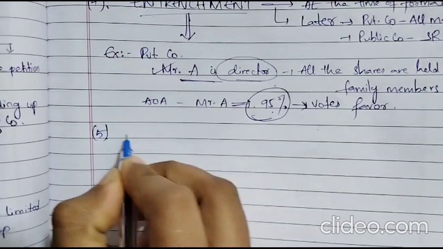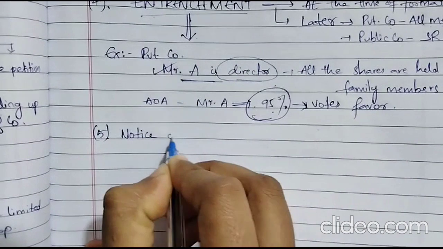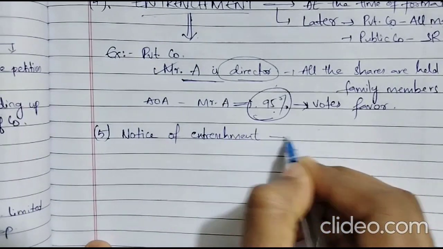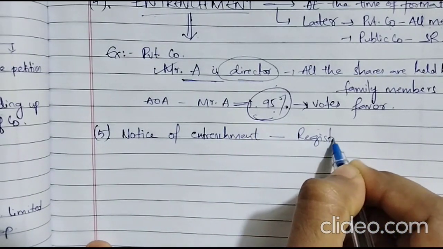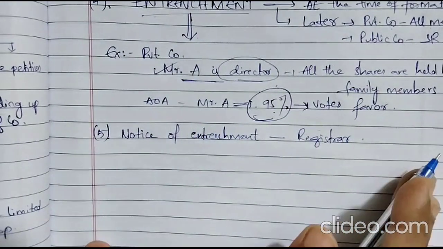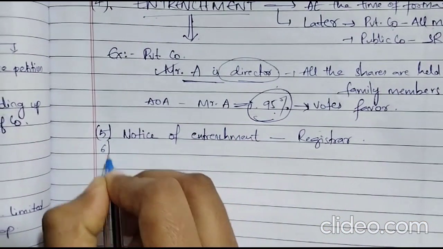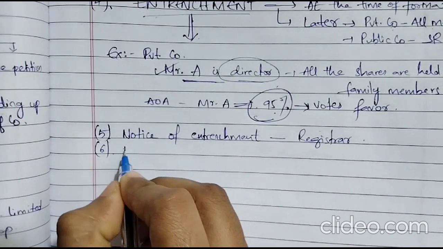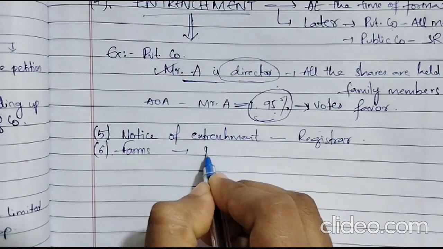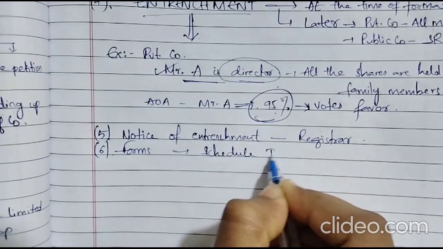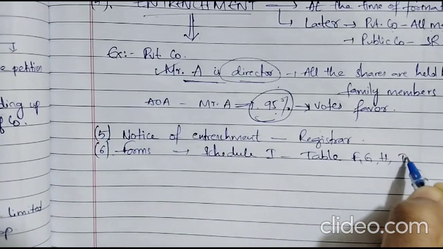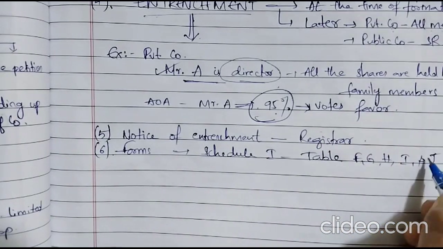Subsection 5. The notice of entrenchment shall be given to the registrar that you are adding this clause, you are adding this provision. You should have to give the notice to the registrar. And there are some forms for articles of association that are contained in Schedule 1, Table F, G, H, I and J.